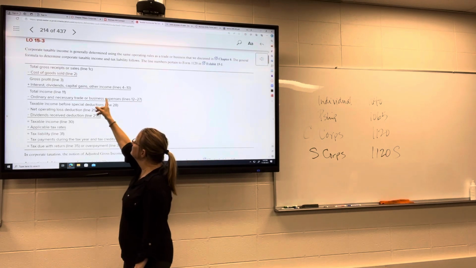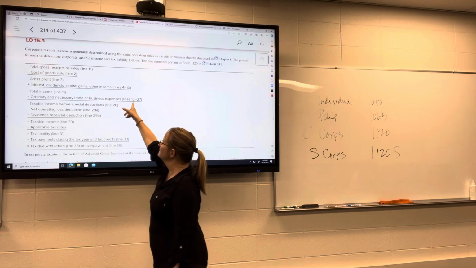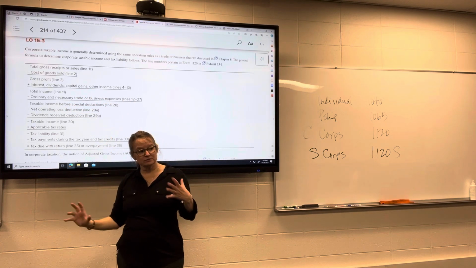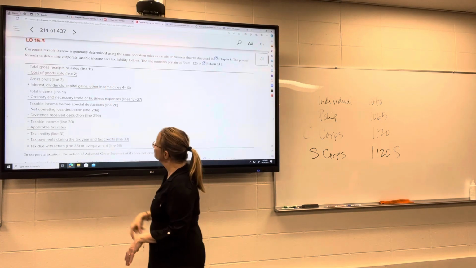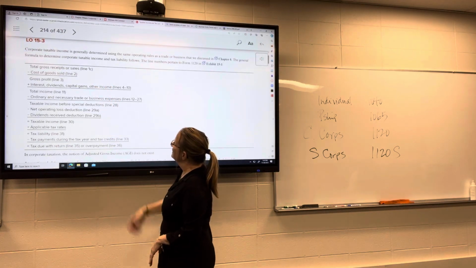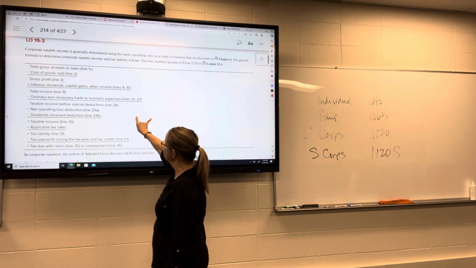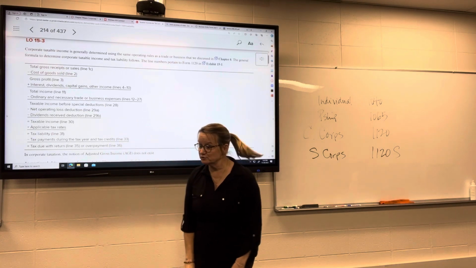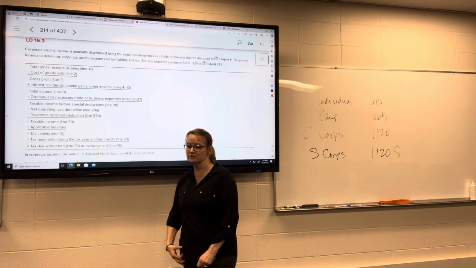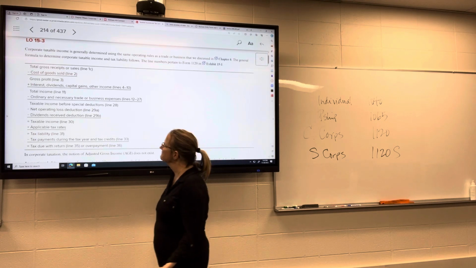And then we add interest, dividends, capital gains, other types of income that aren't associated with whatever was included up at the top, right? To get our total income. Then we're going to subtract our ordinary necessary trade or business expenses. By the way, all the depreciation rules, you don't have to relearn them because it's all the same for corporations as it was for individuals.